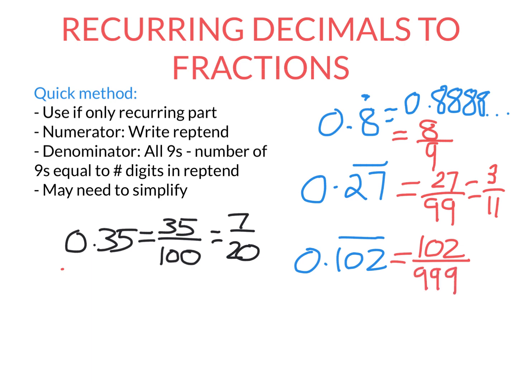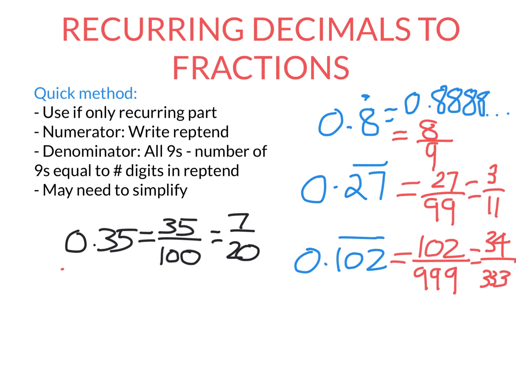So this isn't an easy one to simplify, but hopefully you can see both of these are divisible by 3. Remember, if the sum of the digits of a number is a multiple of 3, that number is divisible by 3. So 102 divided by 3 is 34. 999 divided by 3 is 333. And there we're done.